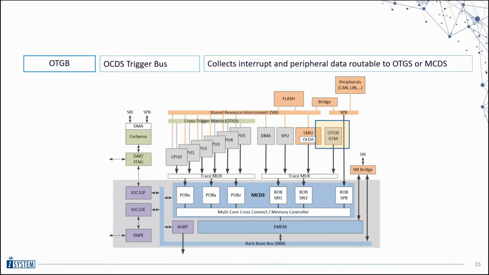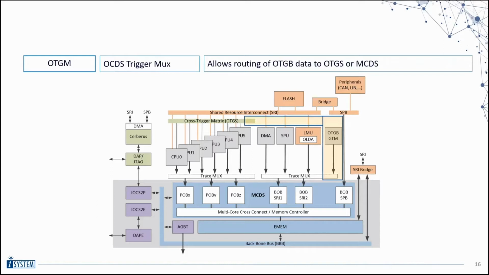Additionally, there's also the OTGB-M, where the M stands for MCDS. The OTGB-M is a dedicated trigger bus for the GTM module and only connects to the MCDS. We can route the OTGB data via the OCDS Trigger MUX, either to the OCDS Trigger Switch or the MCDS. Routing to the trigger switch allows putting a peripheral signal onto a device pin, which is helpful in cases where the MCDS trace system is not available.